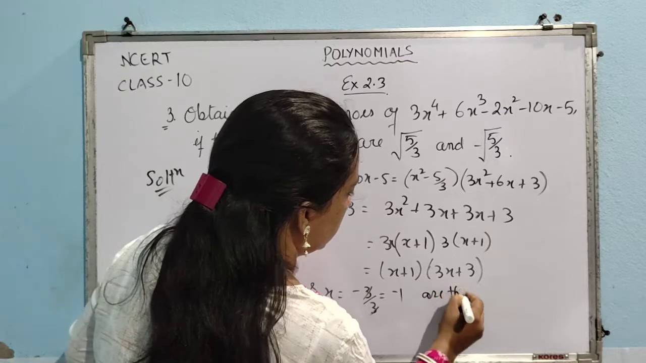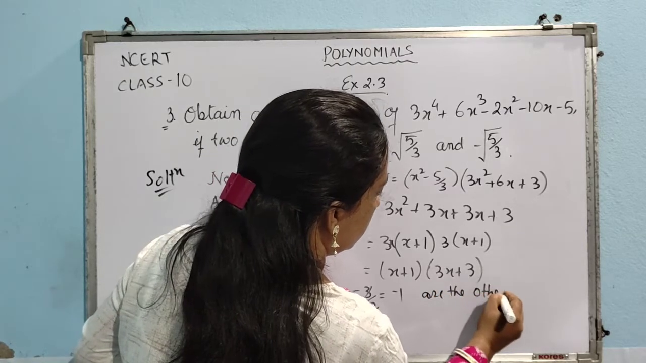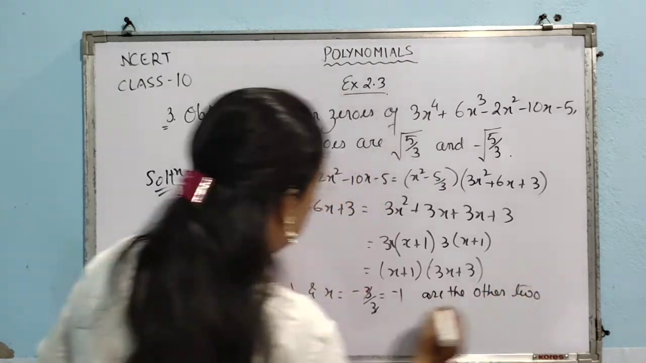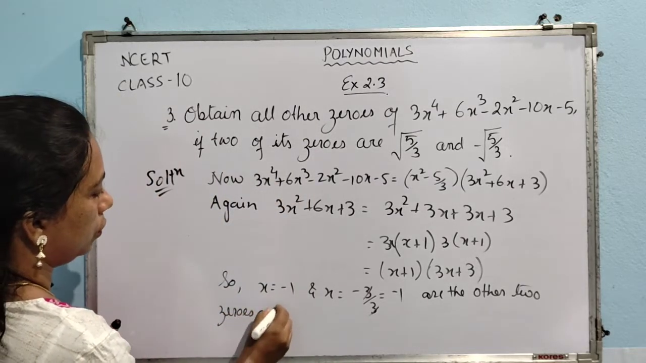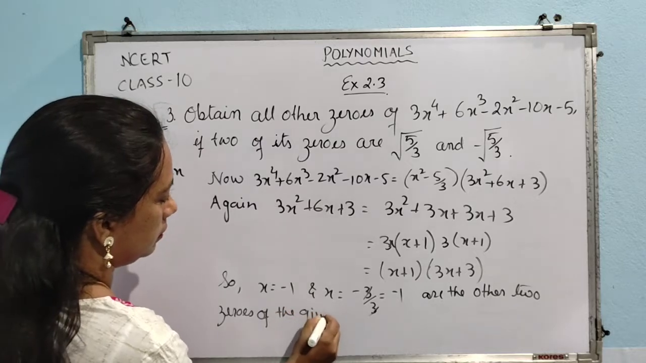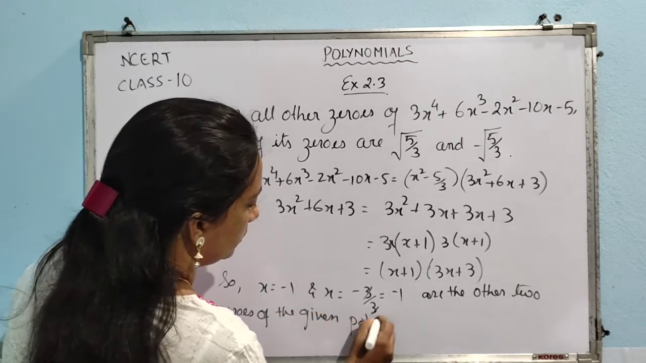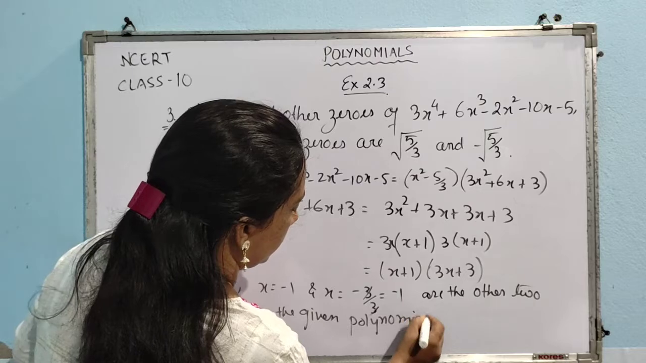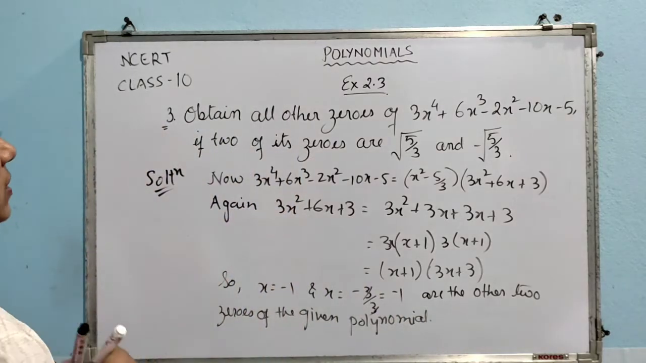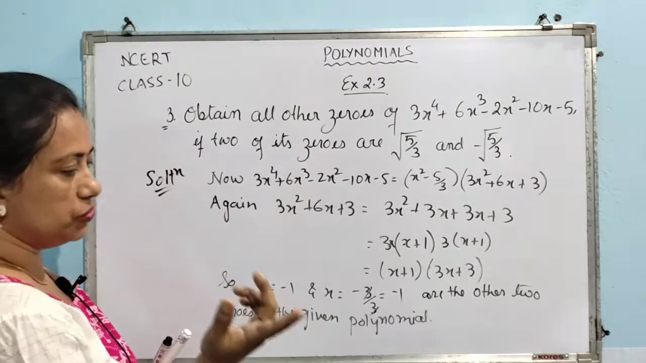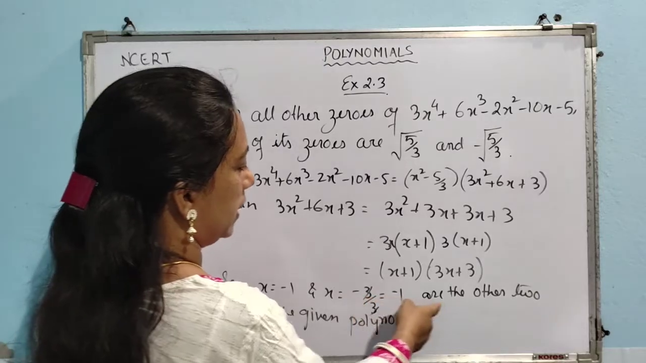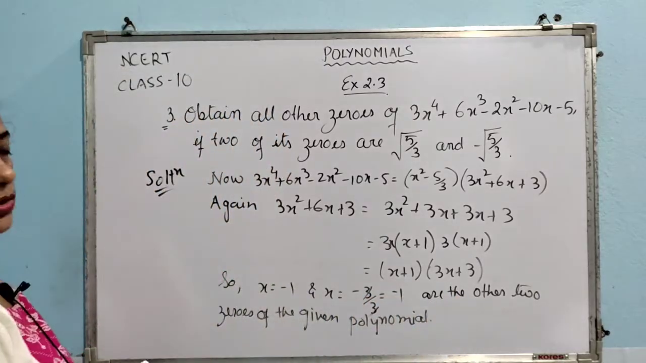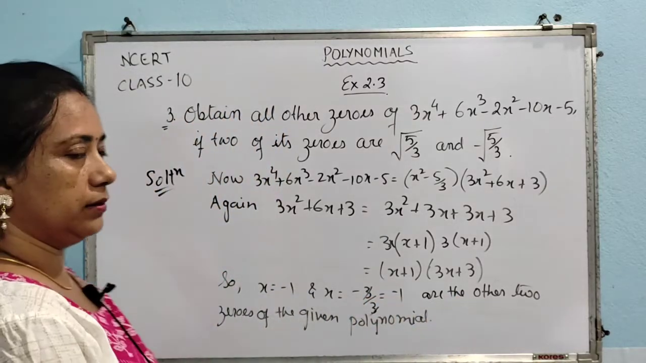The other two zeros of the given polynomial. So what they have asked: obtain all other zeros. All other zeros means only the other two zeros are left. So x equal to minus 1 and x equal to minus 1 are the other two zeros of the given polynomial.